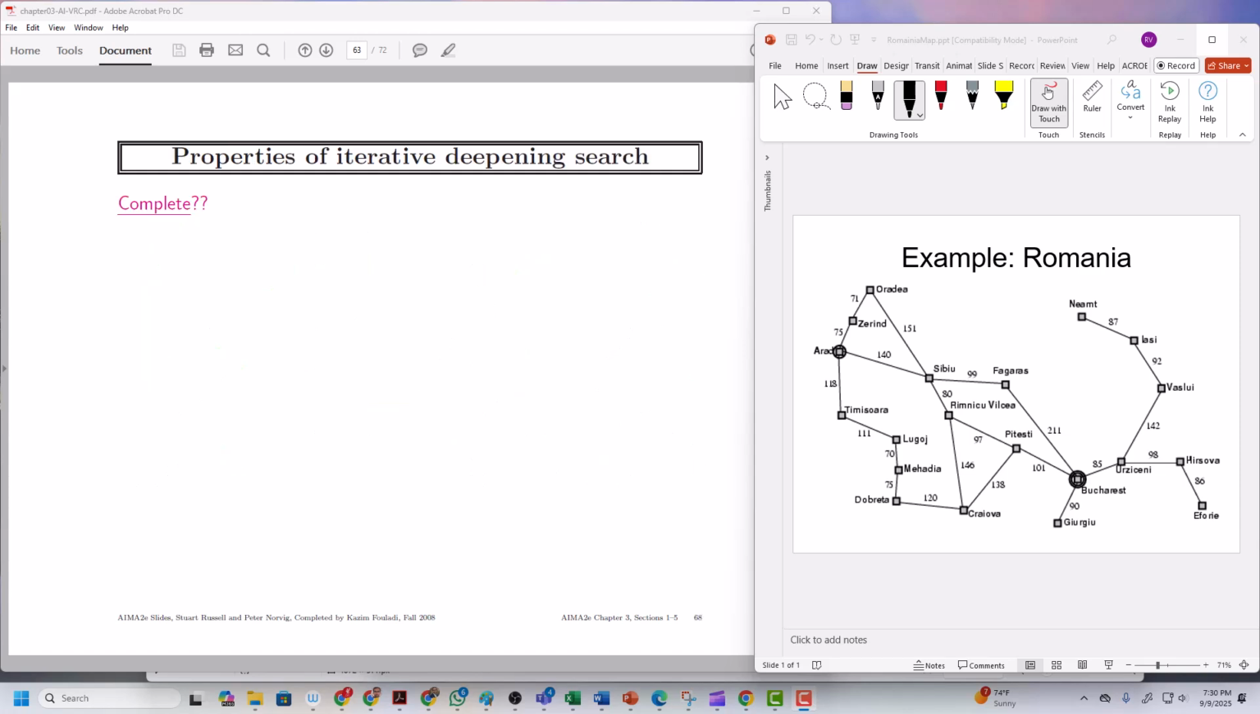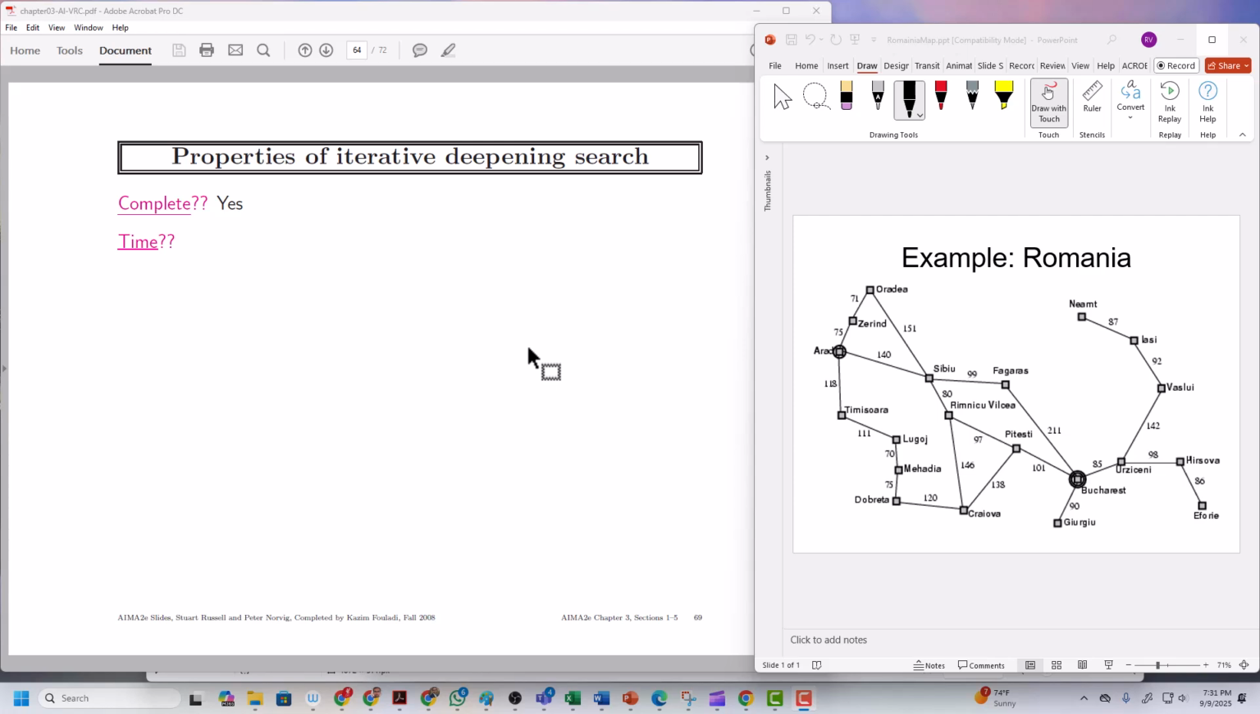So what do you think? Is it complete? So it's guaranteed to find a solution if one exists, provided the branching factor is finite. If you have b equal to infinity, then of course you cannot find, but otherwise yes, it is possible if the branching factor is finite.